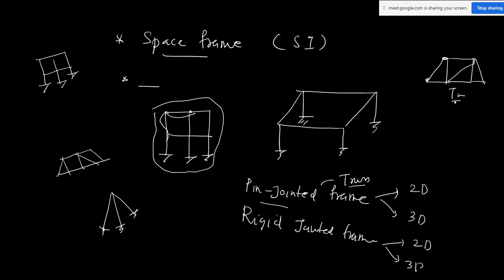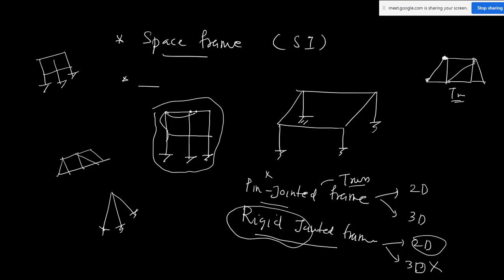So we have discussed the rigid jointed frame in the 2D case. The 3D case, if you want, I will explain in another class. Anyway, today there is no time. In a pin jointed frame, that is a truss, the joints are pin joints. It cannot transfer the moment. It can transfer only the axial force.